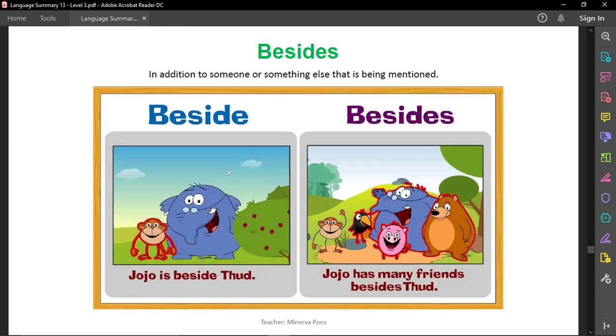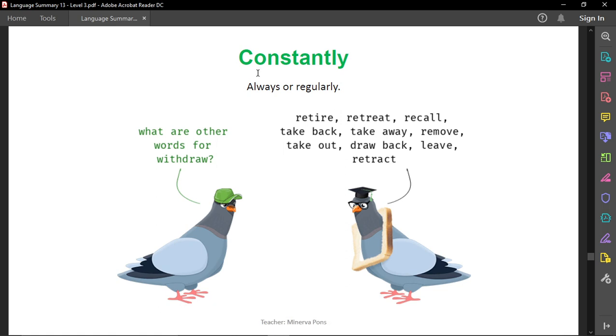These are some adverbs. Besides: in addition to someone or something else that is being mentioned. It's like they're saying things and you say besides because you're going to mention another thing. Example, Jojo is beside Thought. Jojo has many friends besides Thought. Beside is one of the prepositions of place, but besides is this. Okay, so this is Jojo, this is Thought, and he has many friends besides, apart from Thought. Constantly. It means always or regularly.